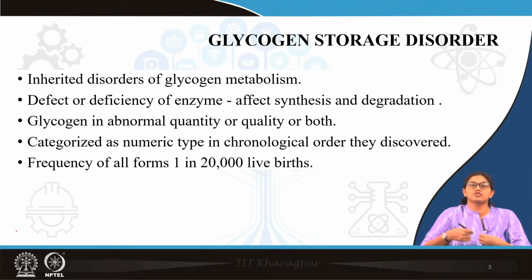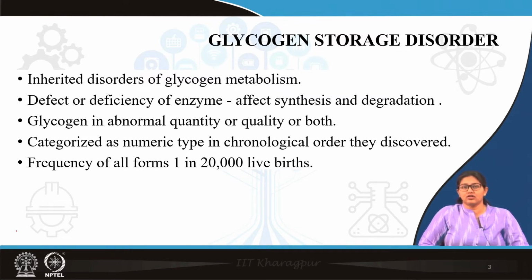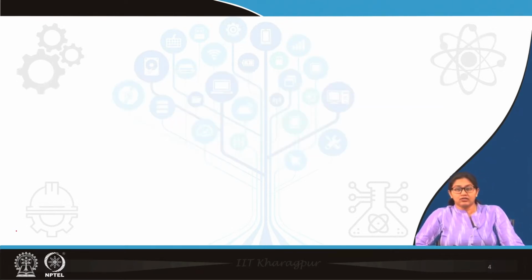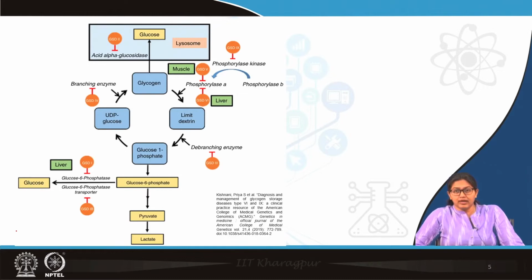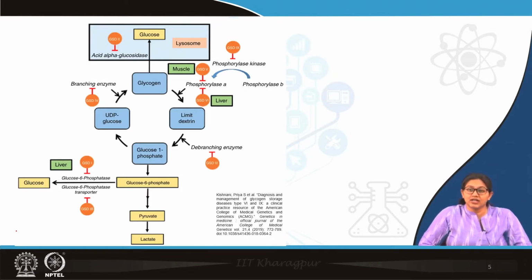Now, these glycogen storage disorders are named as numeric types in chronological order, in the order in which they were discovered. Now, the frequency of these glycogen storage disorders is mostly 1 in 20,000 live births. So, let us see what are the different enzymes we discussed in the previous class, which were involved in glycogen synthesis as well as breakdown.